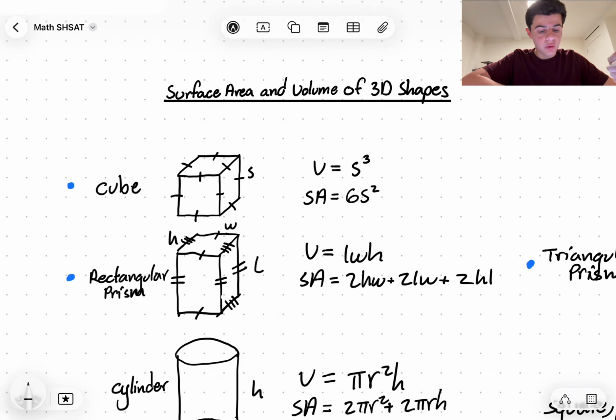Today's math topic is going to be surface area and volume of 3D shapes. So today, instead of doing my usual key points, I'm just going to talk through all of the different 3D shapes, which ones are most important, which ones are less important, and what you should remember.